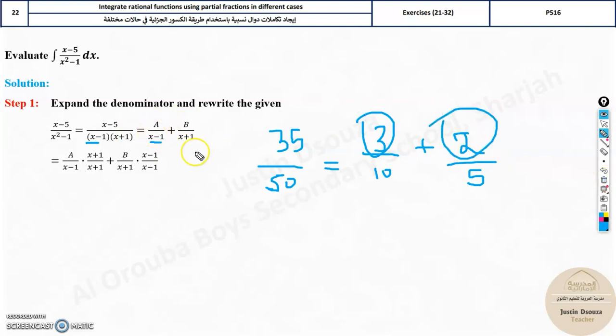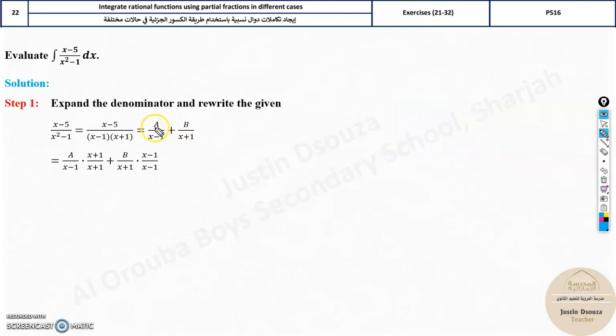So we write A and B. I hope this is clear. These two numbers are not just random numbers. We can figure it out. We will figure it out now. But for now, for the time being, we will write them as A and B. And then one of these factors. So this one is going to change.